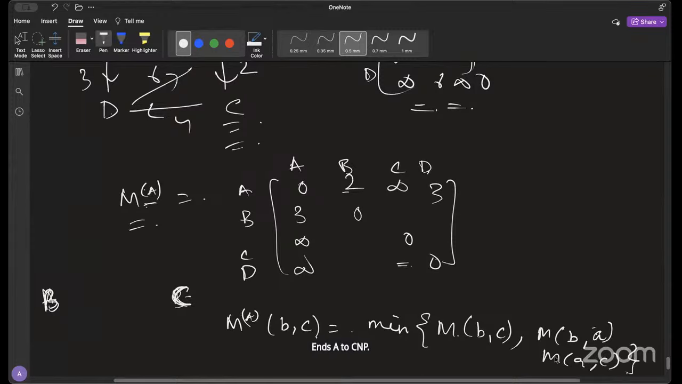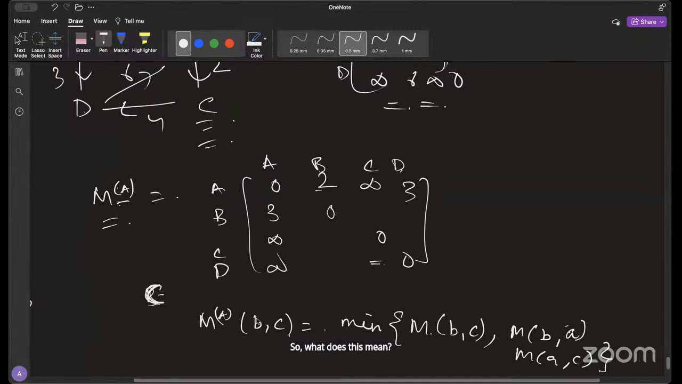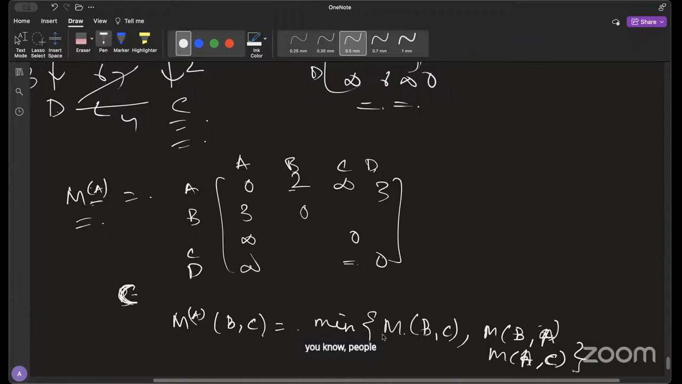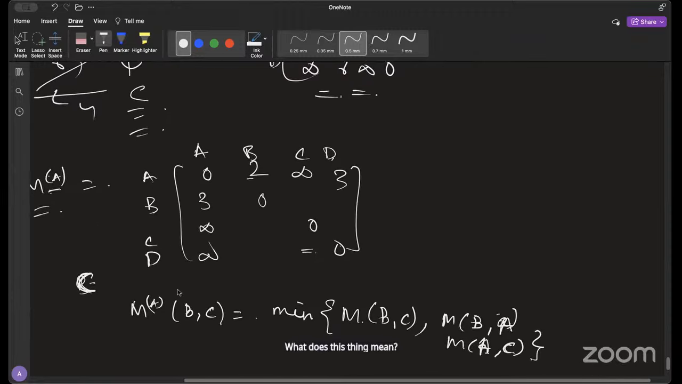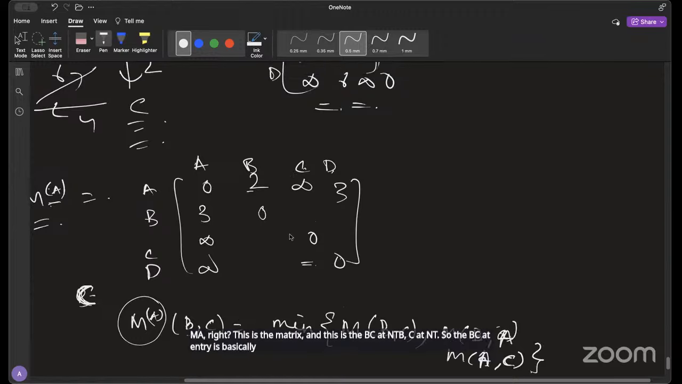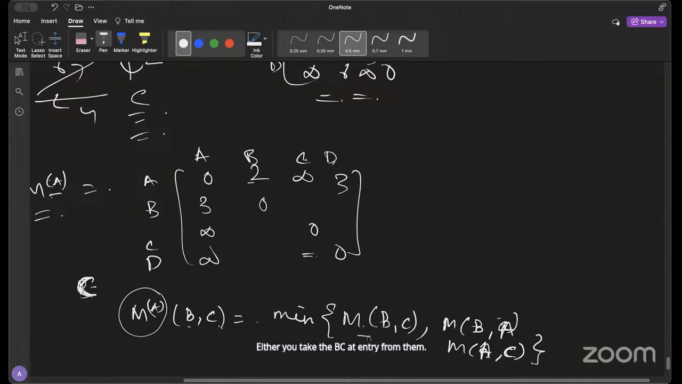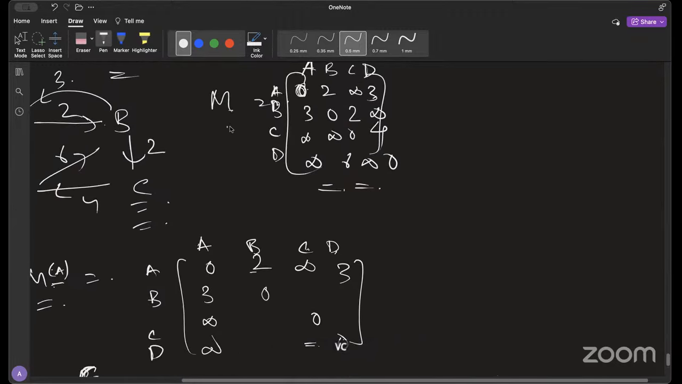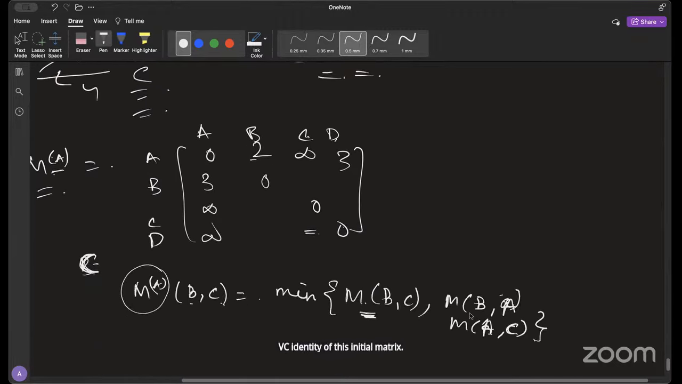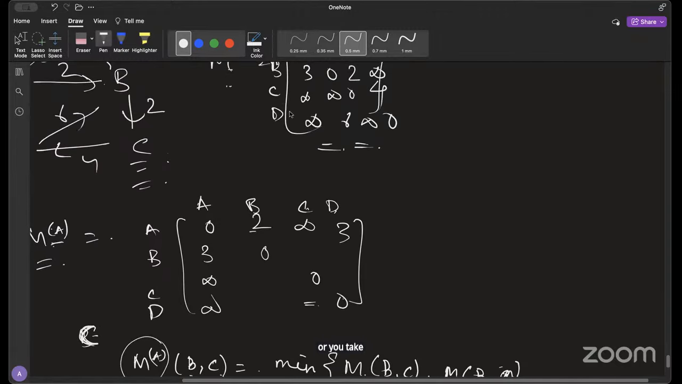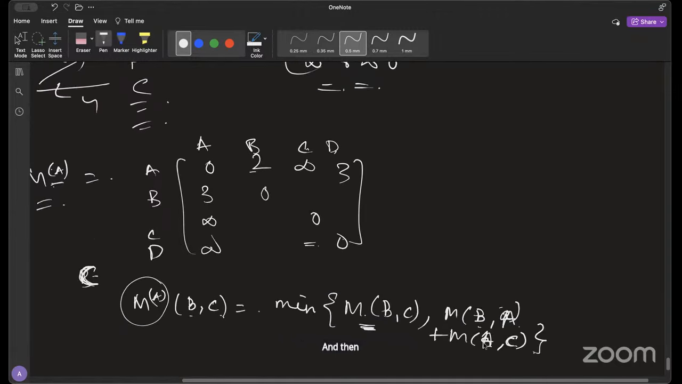So what does this mean? This is the matrix MA, right? And this is the BCth entry. So the BCth entry is basically, either you take the BCth entry of this initial matrix, or you take B to A from this matrix and then sum with A to C.